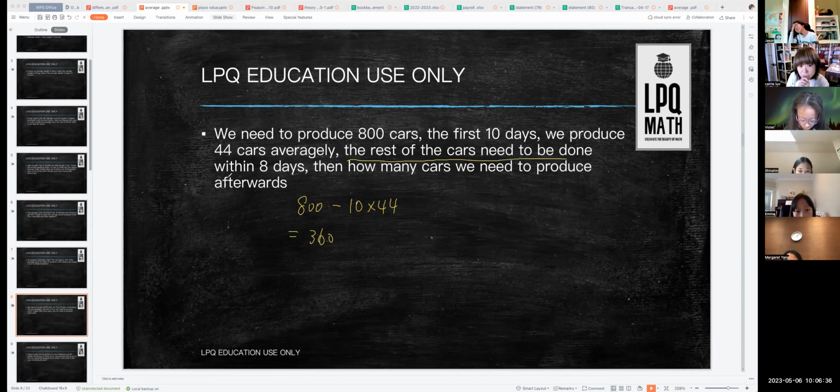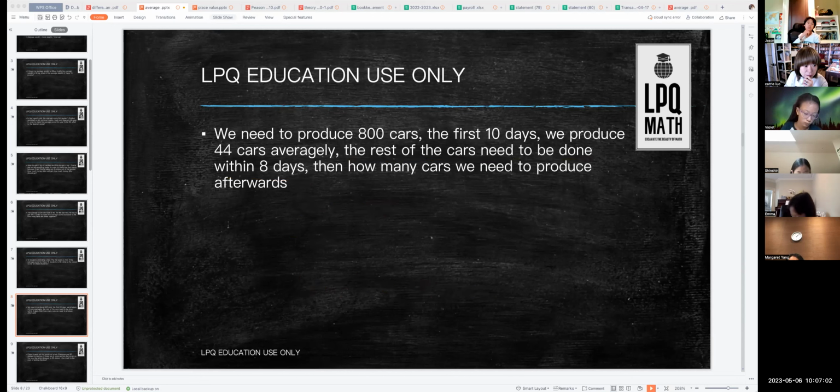The rest of the cars need to be done within 8 days. How many cars are needed afterwards? I didn't say on average, but because the 8 days are there, you need to do 360 divided by 8. So the answer is 45 cars. Get it? All the numbers here are useful, you have to use them. Very good. Good job, Cynthia.